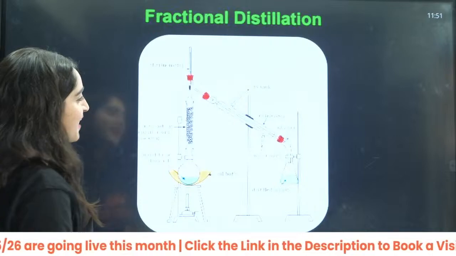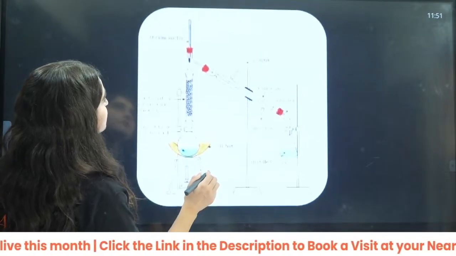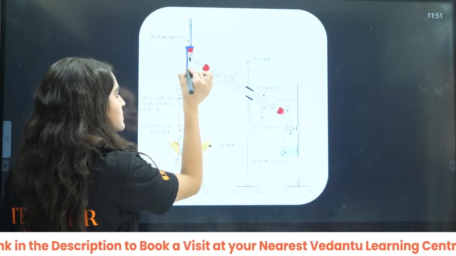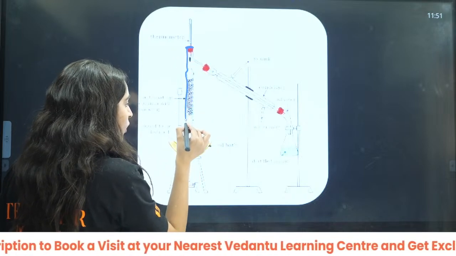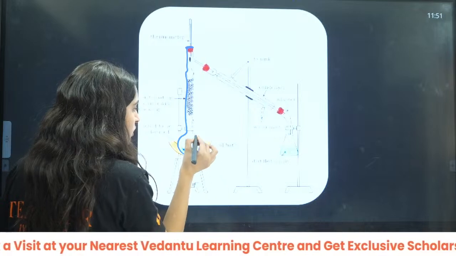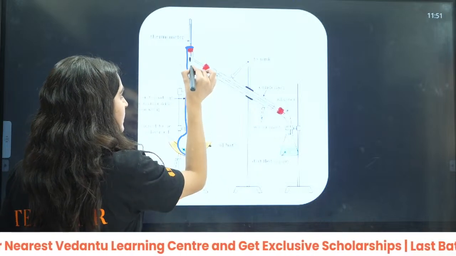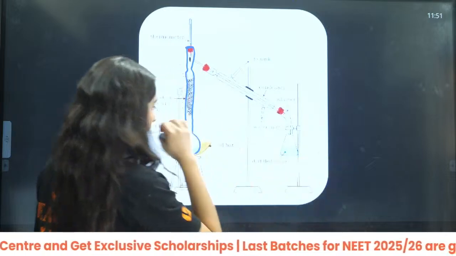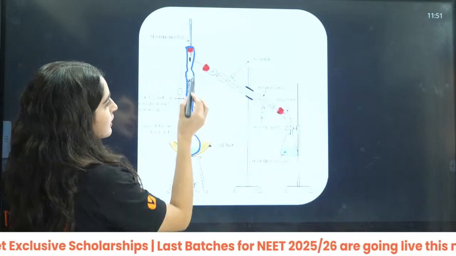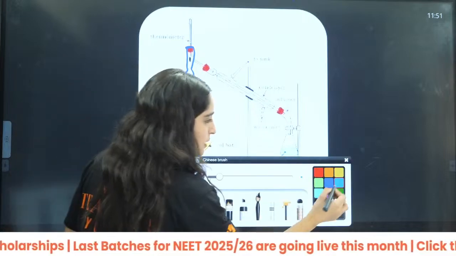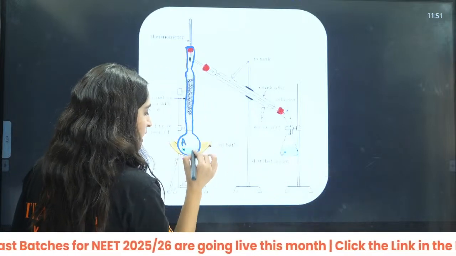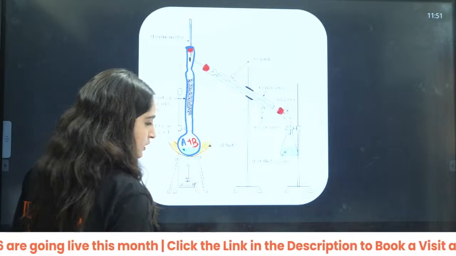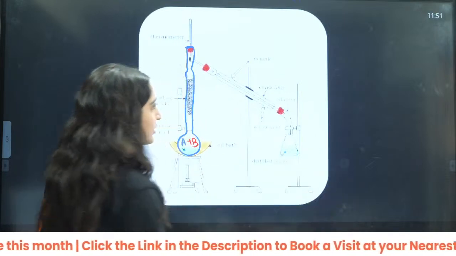Okay. So now here you have this thing. Now I am drawing this diagram for you. This is your round bottom flask, right? And here you have your two mixtures. I am calling them A and B. This is A and this is B. A with the blue pen and B with the red pen.